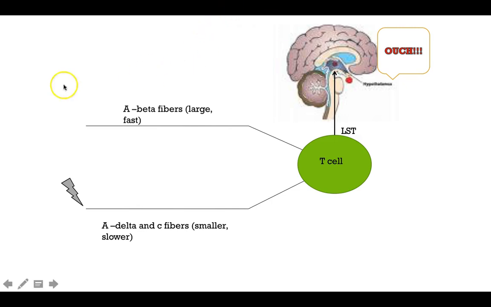Now if we throw in stimulating our A beta fibers, let's see what happens. So we stimulate the A beta fibers, that stimulates the gate to close on the A delta and C fibers, and now we don't feel pain anymore. The ouch goes away. Now we're just feeling that sensation. So again, that could be the touch of rubbing the arm.